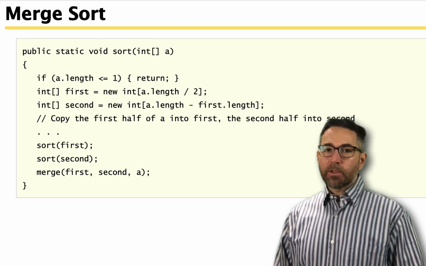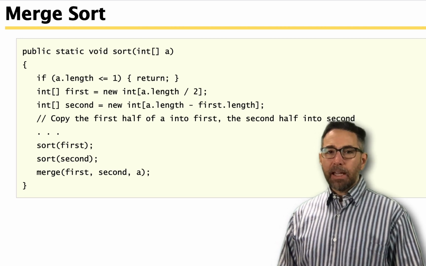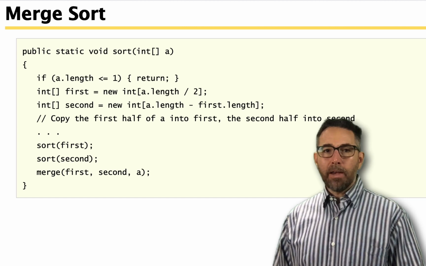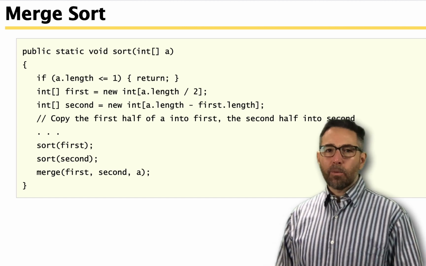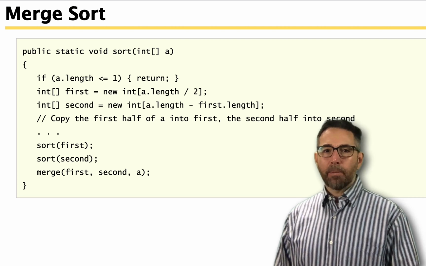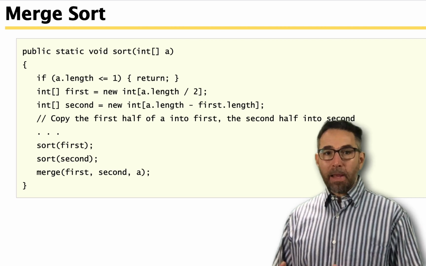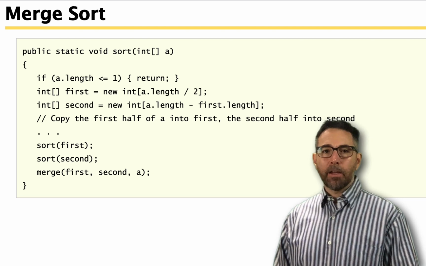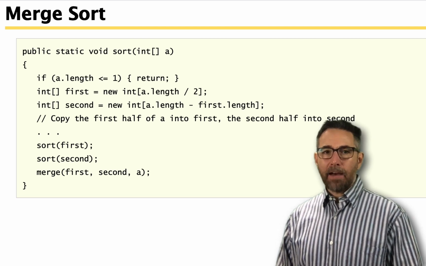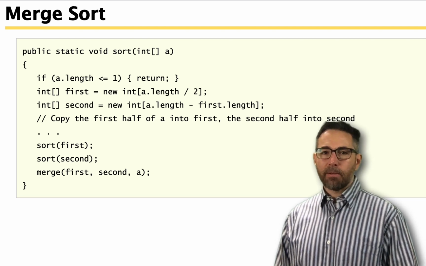So the first thing that we'll do is check for our base case. If the length of A is less than or equal to 1, meaning we have 1 element or 0 elements in it, we just return, because an array with nothing in it or an array with 1 element in it is already sorted. So that's our base case. It's the smallest case that we're handling recursively, so that's an important thing to have nailed down if you're going to do a recursive solution.